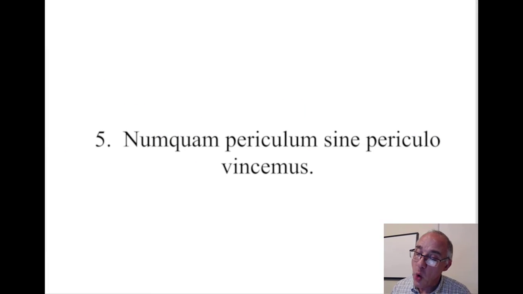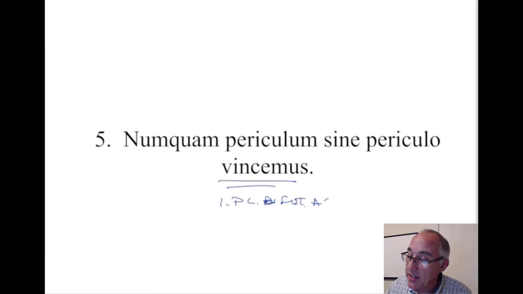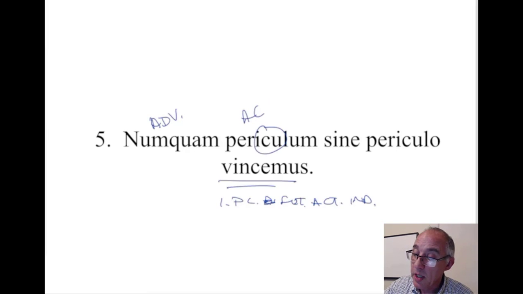Number 5, numquam periculum sine periculo vincemus. Vincemus is your verb, first person plural, future, active, indicative, we will conquer. Numquam is your adverb, we will never conquer danger. Periculum, accusative, singular, neuter. Sine periculo, without danger. Sounds like something a general would say. We will never conquer danger without danger.